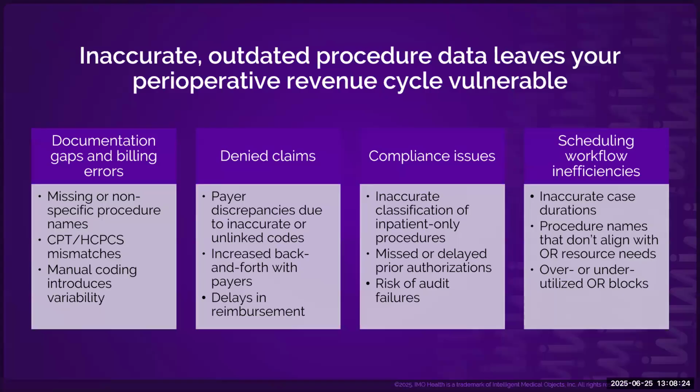Inaccurate, outdated procedure data leaves your perioperative revenue cycle vulnerable, and here are some areas and examples. Documentation gaps and billing errors and their impacts. Documentation gap examples: inconsistent and nonspecific procedure names, missing anatomical site, approach, or additional clinical context can contribute to incorrect CPT and HCPCS code selection, lack of adequate prior authorization, appropriate surgical room setup, time averaging, and documentation throughout.